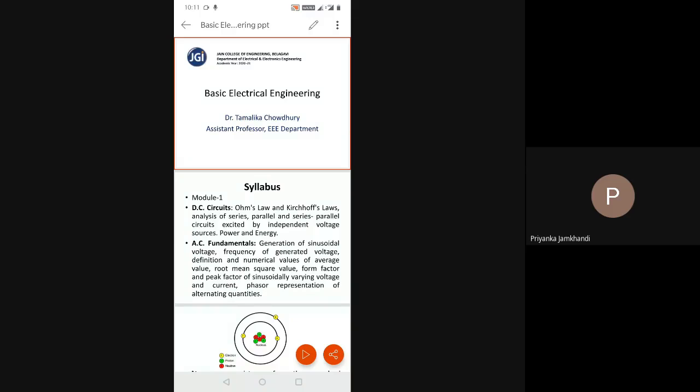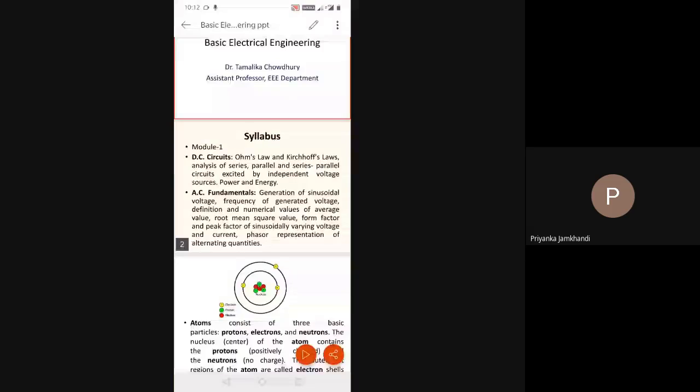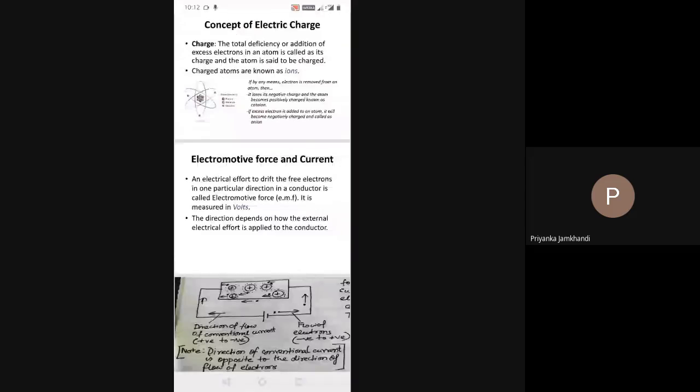So this was all about the basic thing, the basic knowledge that is required for starting basic electrical engineering. Now we know what charge is and what current is. The relation between charge and current is important now. Electric current can be defined as the rate of flow of charge, that is, the flow of charge with respect to time.